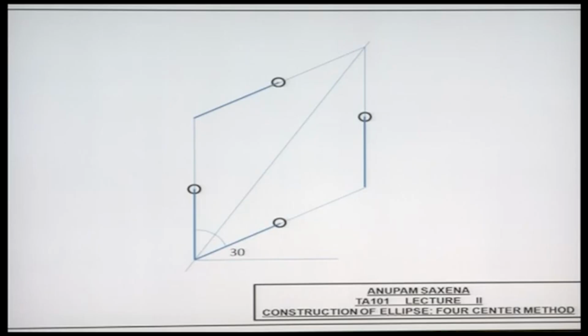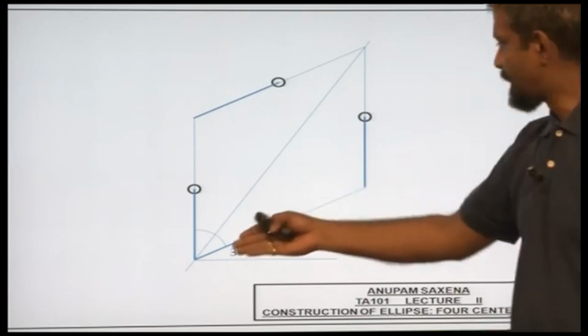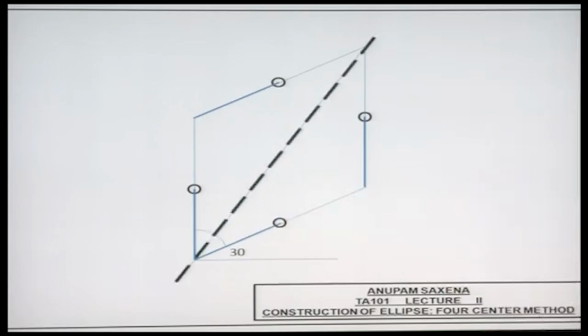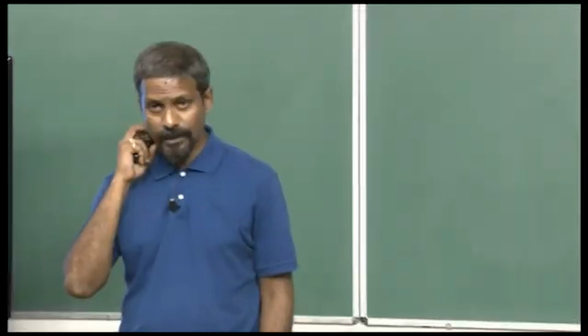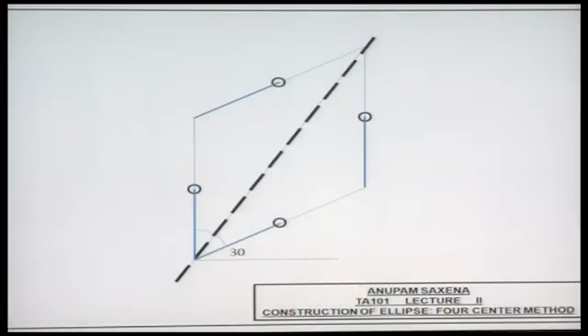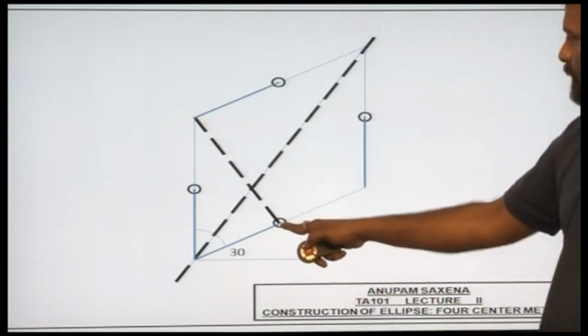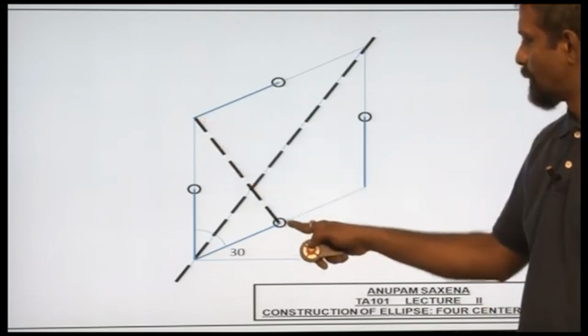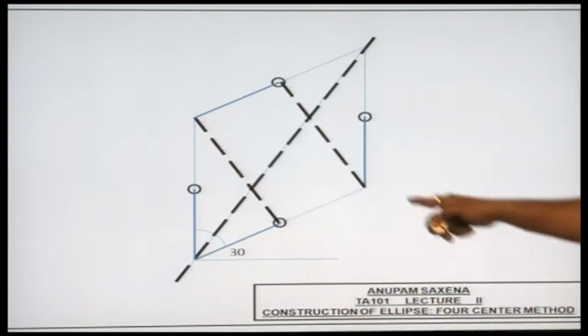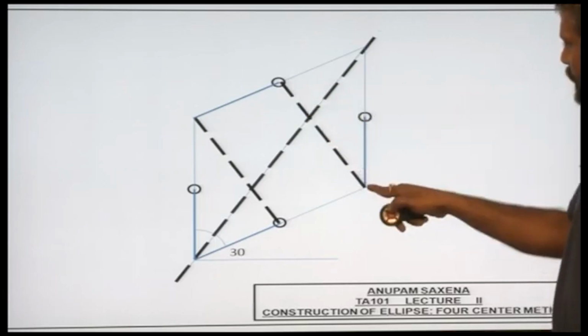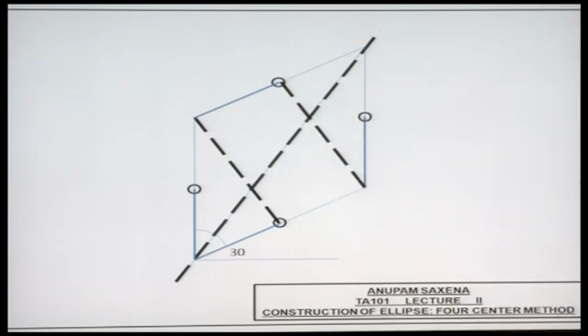Let's revisit the construction of the ellipse using the 4-center method. Here we have a rhombus, or let's say a parallelogram, where this edge is at 30 degrees with the horizontal. As I said, the first thing you need to do is draw the longest diagonal first, and then from this vertex draw a line segment joining the midpoint of the opposite edge. From here again the same thing, draw a line segment joining the midpoint of the opposite edge.